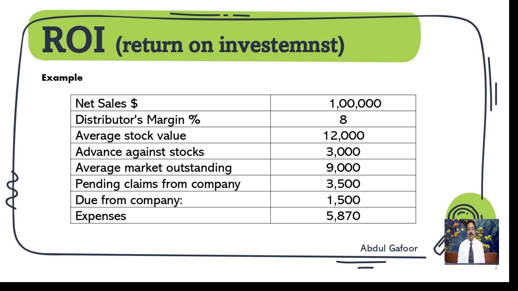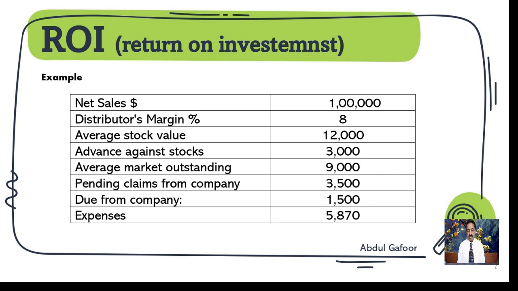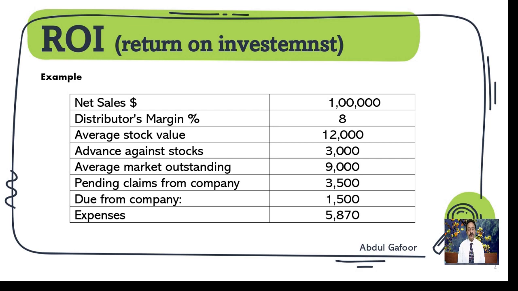Now I will explain 5 ways to increase the distributor profitability, meaning ROI, return on investment. We have seen a case study, in which we calculated the profitability. The ROI was 7.34%. Correct? Now, what happens?